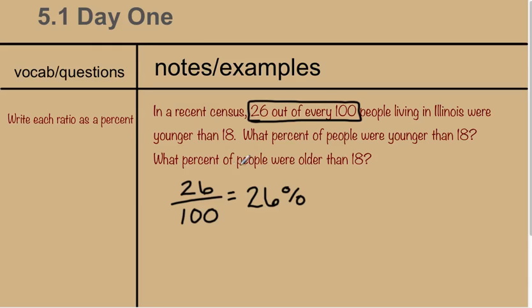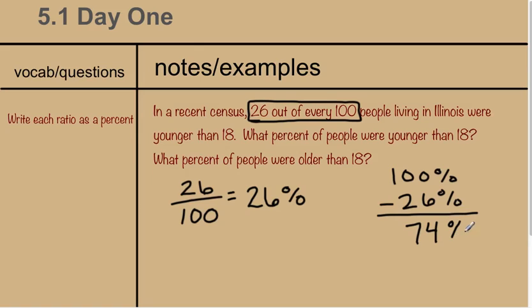This other one said, what percent of people are older than 18? Well, if I pulled 100% of the people and 26% were younger than 18, well, the difference between these two will tell me the percent that was older. So I'm just going to subtract these, and I will end up with 74. 74% would then be older than 18, because 74% plus 26% would equal 100%, or the total amount of people who lived there.